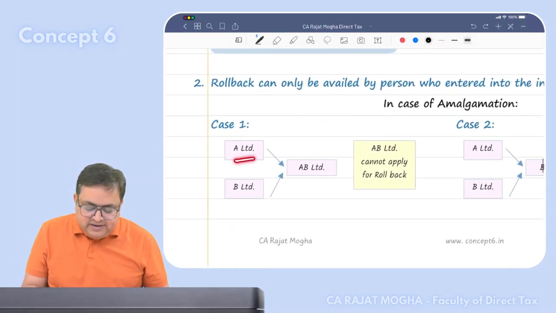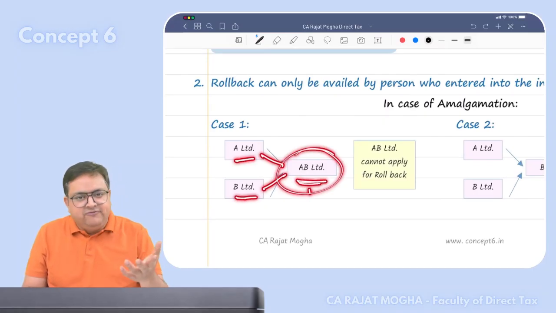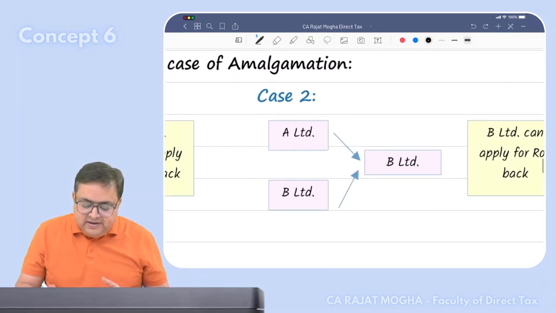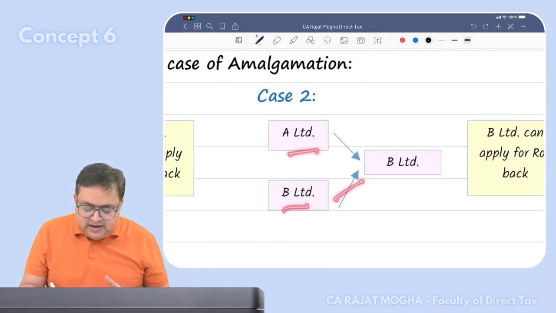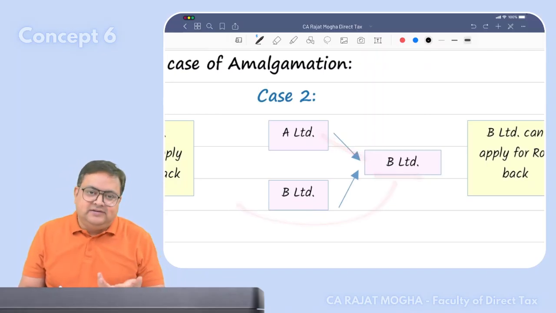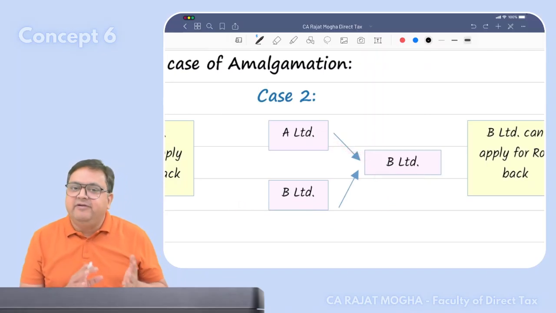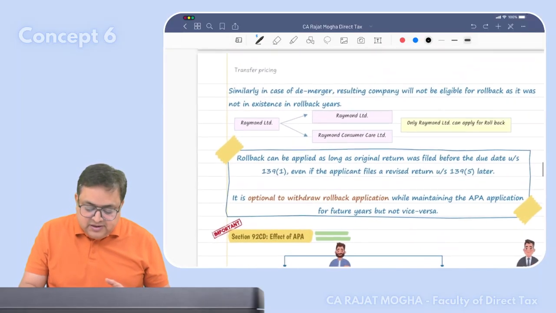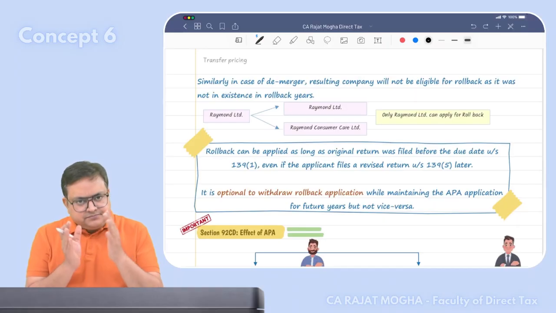So let's say A Limited and B Limited get amalgamated and become AB Limited. Can AB Limited apply for rollback? No, they were not there in the past. But let's say A Limited gets merged into B Limited. Can B Limited go for the rollback? Yes, because B Limited was there. B Limited might have entered into an international transaction. Got it? Similarly, the case of demerger. Let's say in demerger, what happens?